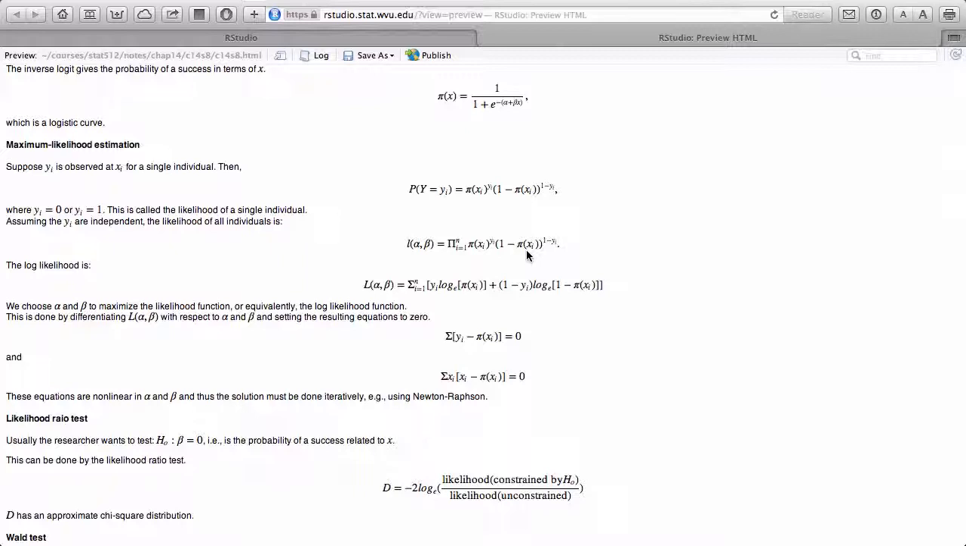You may not think about it this way. Notice if I substitute pi of x down here and 1 minus pi of x, it's really now a function of alpha and beta. So if I substitute pi of x sub i for this, I would get 1 over 1 plus e to the minus alpha plus beta x sub i. So that would get substituted here, and 1 minus that would get substituted here. So this is really a function of alpha and beta. It's hidden, but if you think about how pi is defined, it's defined in alpha and beta, so that likelihood function is really a function of alpha and beta.